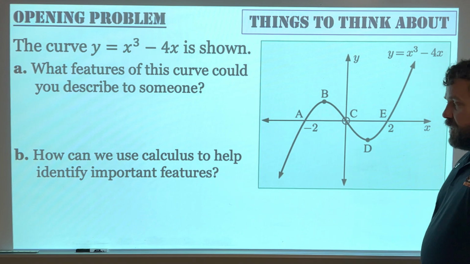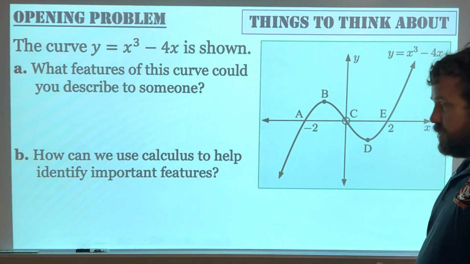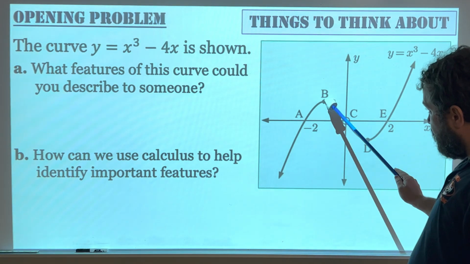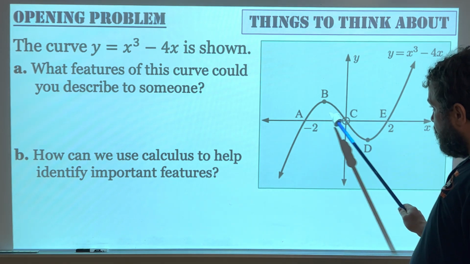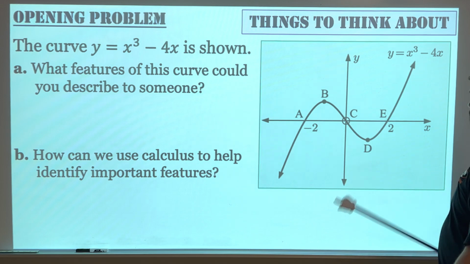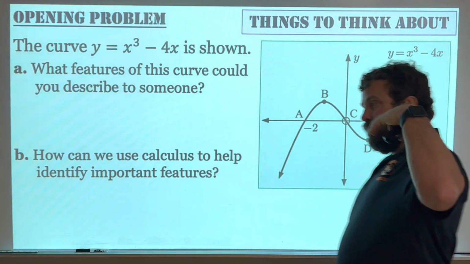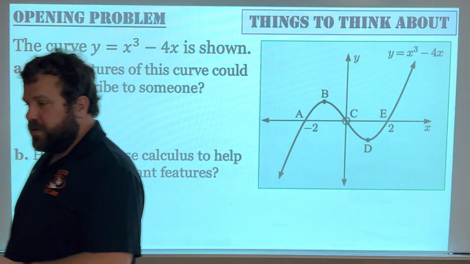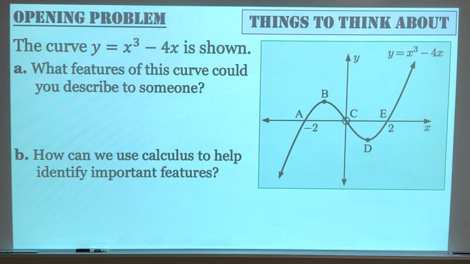How can we use calculus to help to identify these important features? You're going to actually be able to figure out these pieces with calculus. You're going to be able to figure out these little pieces, your intercepts, with derivatives. And you're going to be able to figure out your end behavior with a little bit of calculus as well. All right?